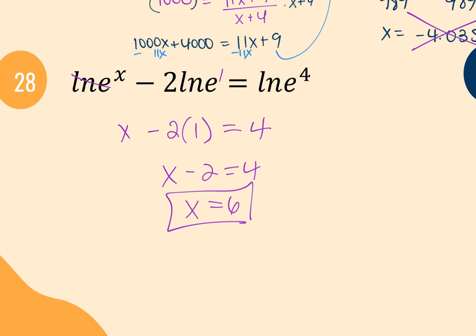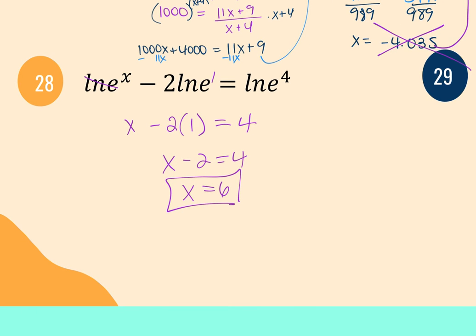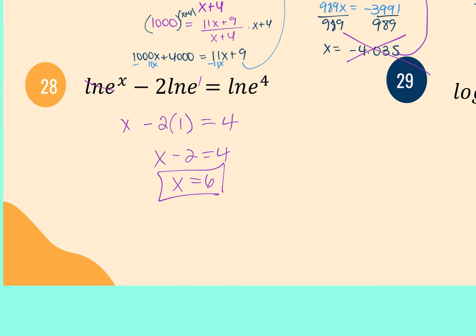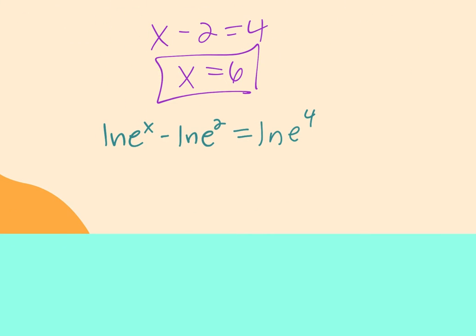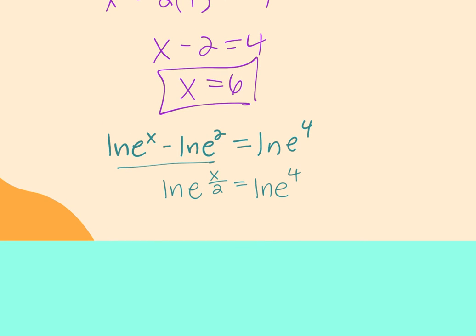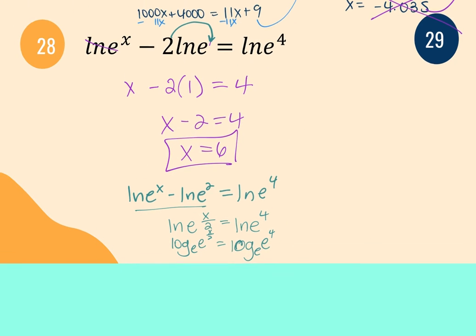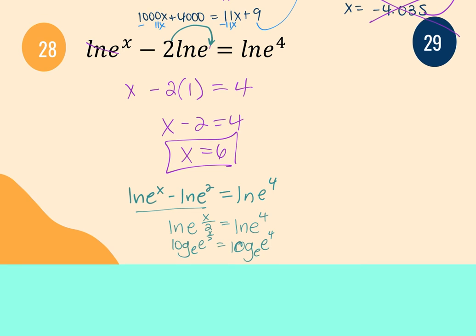ln of e cancels to give you the exponent. So that's one way to do that, right? And obviously the fastest. The other way is condense these, right? I would have to move the 2 to the exponent on the e. So this would be ln of e to the x minus ln of e to the second equals ln of e to the fourth. I could condense these. So ln of e to the x over 2 equals ln of e to the fourth. Then this is both the same logs, log base e of e to the x over 2 equals log base e of e to the fourth. Wait, how come I'm getting a different answer? Hang on. That would be 8.